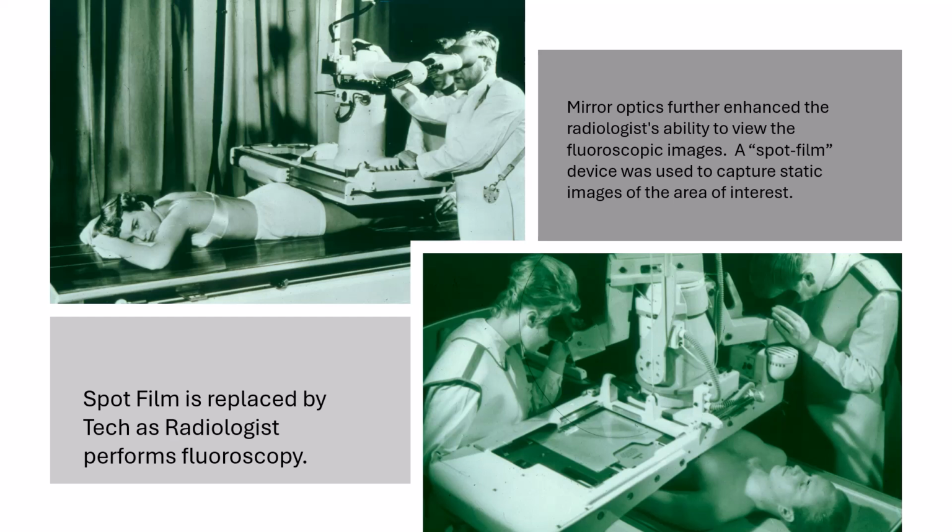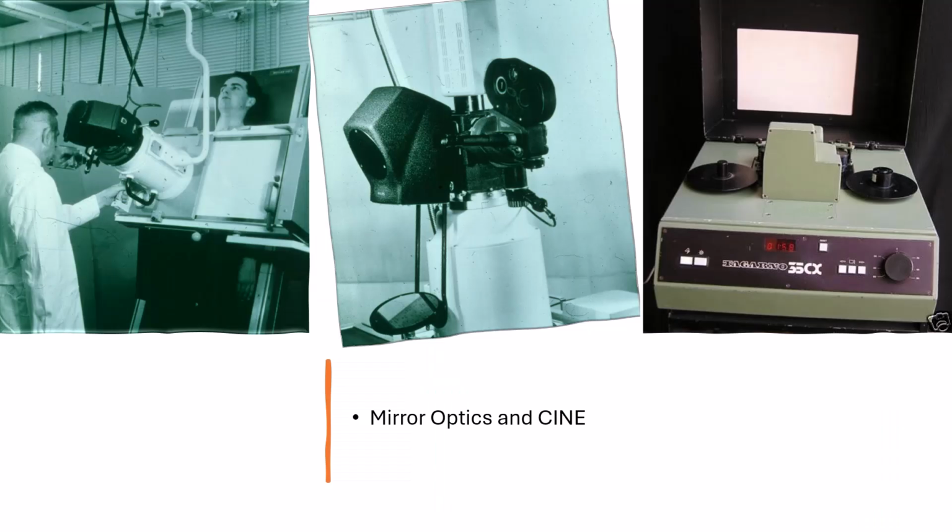A spot film device was used to capture static images of the patient or areas of interest during the examination. The spot films were placed in the machine by the technologist and utilized by the radiologist to take static images. In addition to the spot film device, we were able to mount with the optics a camera or a cine camera to actually be able to record motion or videos of the fluoroscopic screen.